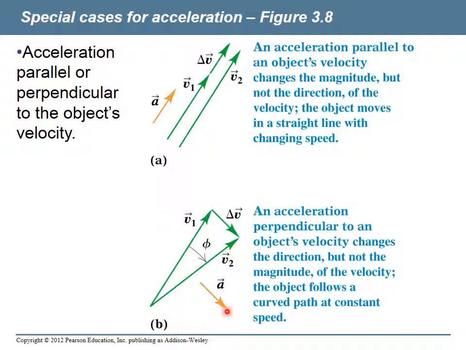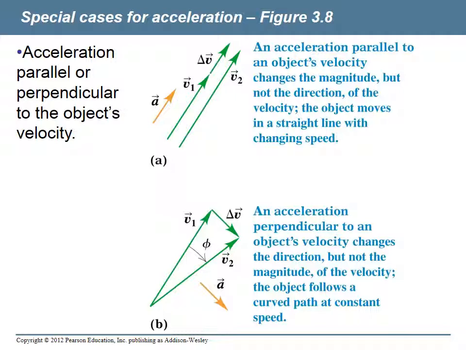So acceleration this direction causes a change in velocity this direction, but has absolutely no change whatsoever on the magnitude. So what happens is that this length is the same as this length, and it changes it to some direction. It has the same exact magnitude. It'll have the same speed, but it will have a different direction. So a perpendicular acceleration causes a change in direction, but it does not cause a change in speed.